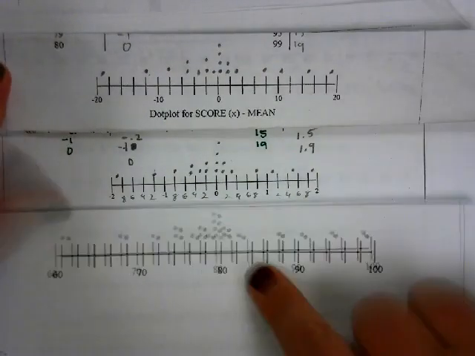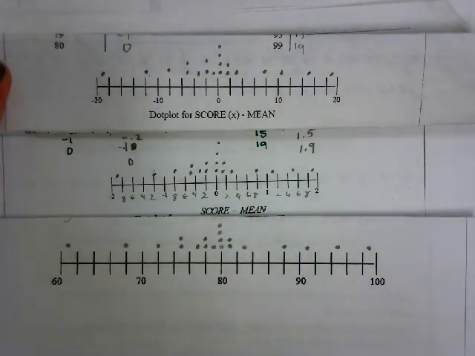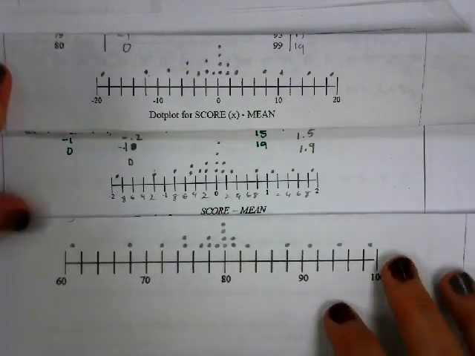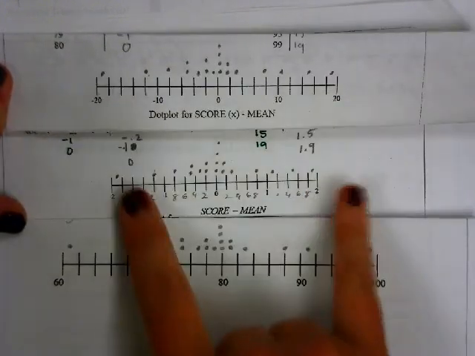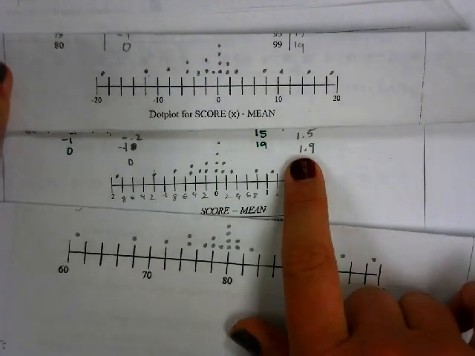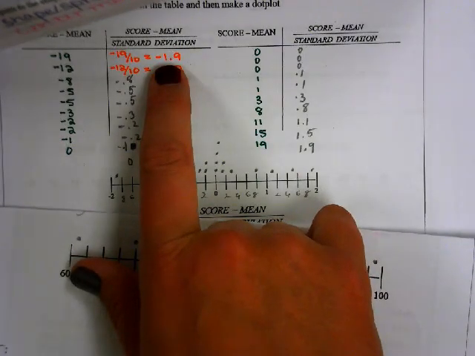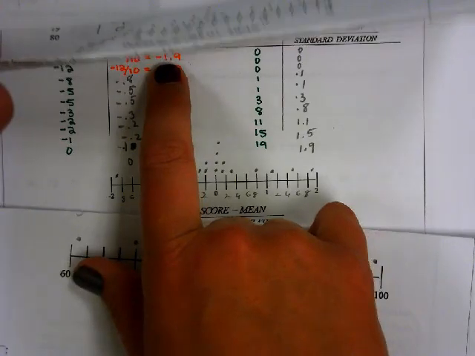What happened to spread? It was 38, and now what is it? 1.9 is the largest and negative 1.9 is the smallest. So it went from 38 to 3.8. So what did we do? We divided it by 10.